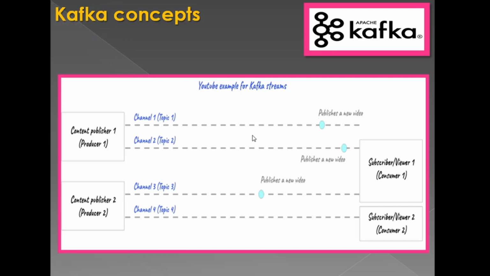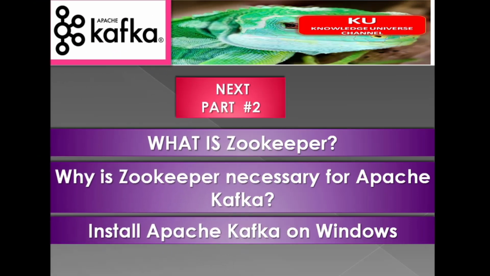So here we have, for example, 4 events, and subscribers or viewers as consumers. In this example we have 2 subscribers or 2 viewers. So this YouTube example of Kafka streams is one of the commonly used architectures based on the Kafka concepts.